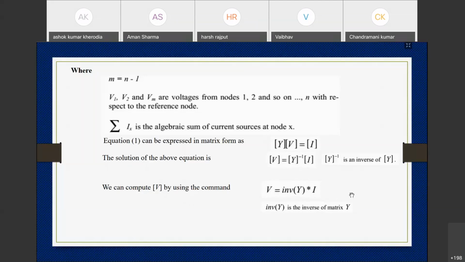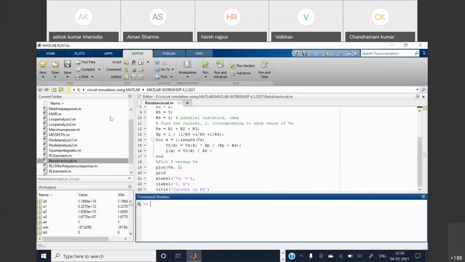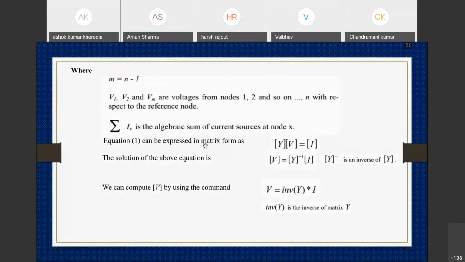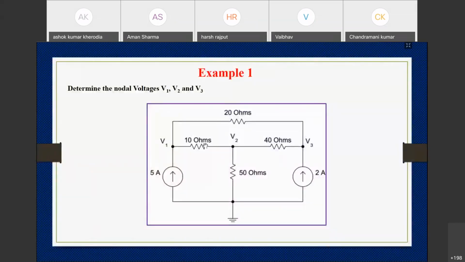May I go ahead? So suppose I want to do the same problem here. What I will do, I will write down Y in terms of matrix. So suppose this is your question. If this is your circuit, you need to find out the node voltages V1, V2 and V3 for the given circuit.